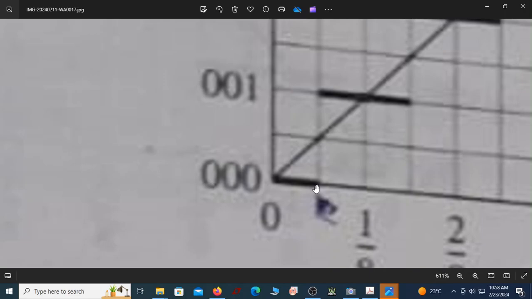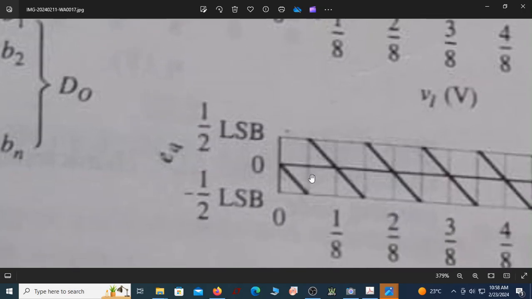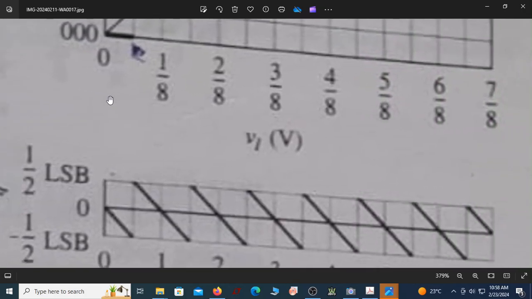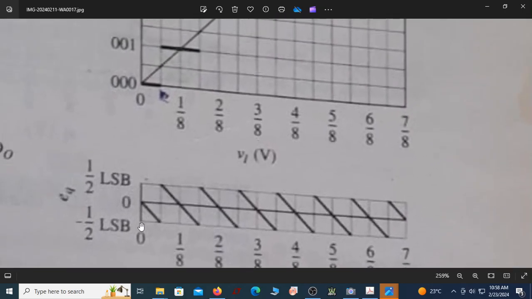Here the input is actually half LSB, the output is still 0. So are we underestimating the input by half LSB? That's what this error is. See here, this is my quantization error, that's what EQ is. You have to compare the input and the output. The input is 0, output is also 0, there is no error. The input is half LSB, output is still 0, so your error is minus half LSB, because you are underestimating it by half LSB.